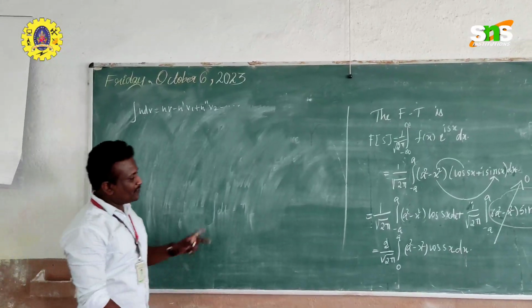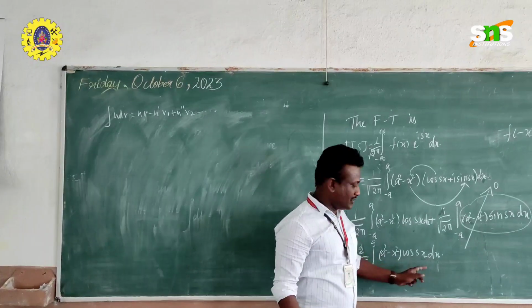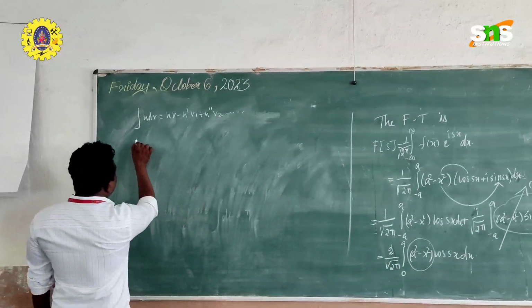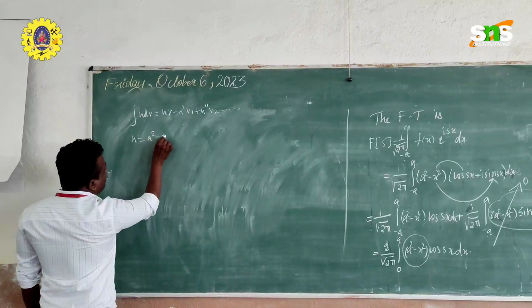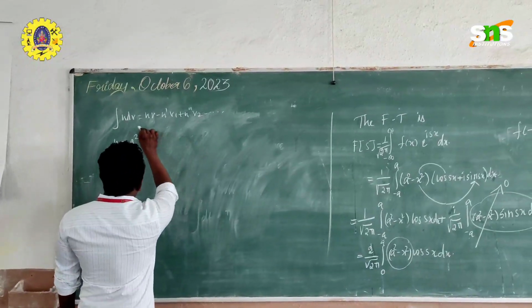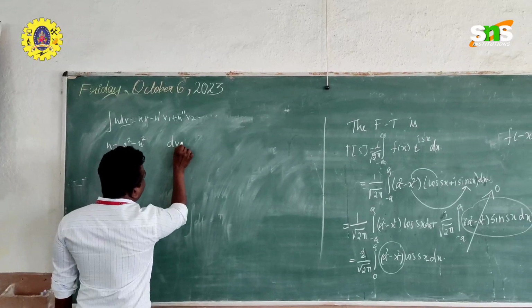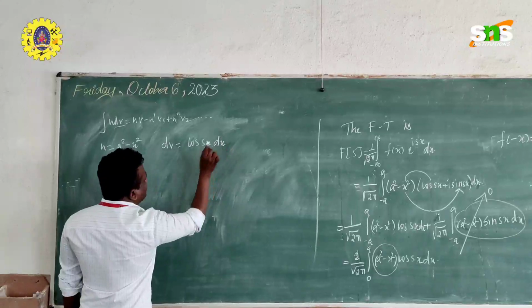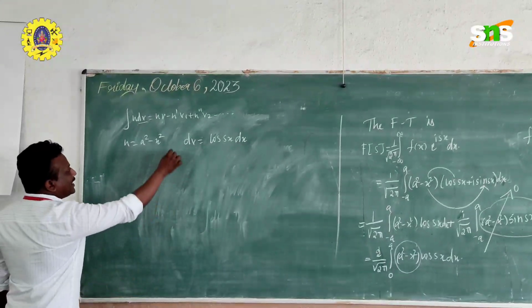Now I am going to pick what is U and what is dV. So always the first part is going to be U. So U is equal to a square minus x square. Then the remaining part is going to be dV. dV is equal to what? It is cos sx into dx. Okay. Now take a bar.